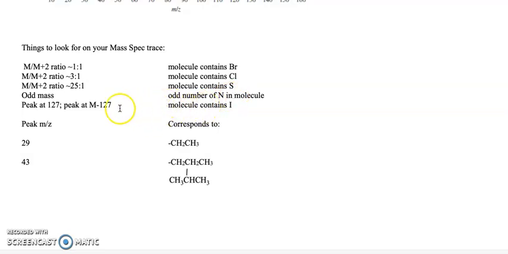Turns out that if iodine falls off really easily, it gives an M-127 peak. We're not going to focus on that as much, but that's something to be aware of. There are a couple of common fragments that you will focus on more as we learn, but these are the things I want you to focus on first.